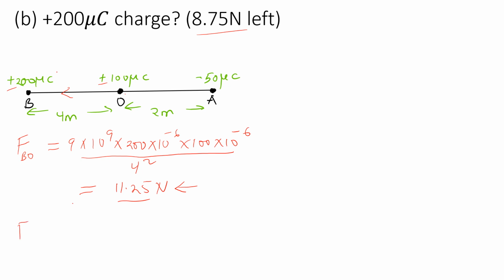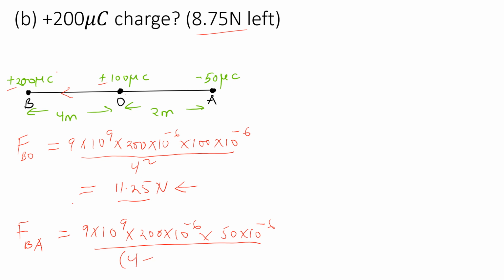Let's also deal with F on B due to A. F on B due to A is going to be 9 times 10 to the power 9 multiplied by B, which is 200 times 10 to the power negative 6, and then A, which is 50 times 10 to the power negative 6, also divided by the distance between B and A, which is 4 plus 2, but squared. So this leads us to an answer: FBA is going to be 2.5 newtons.